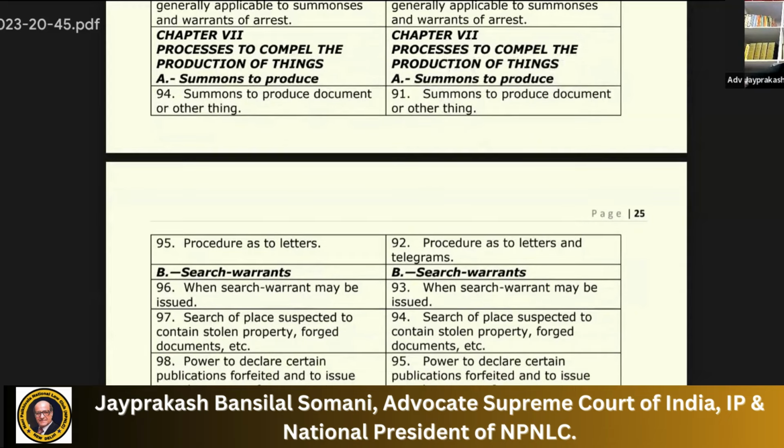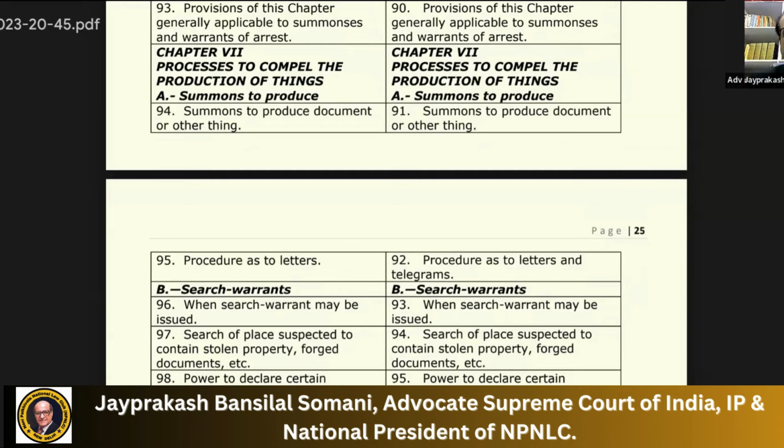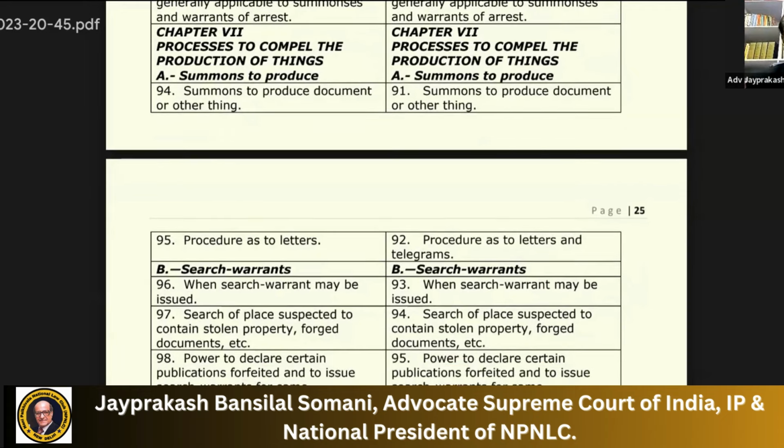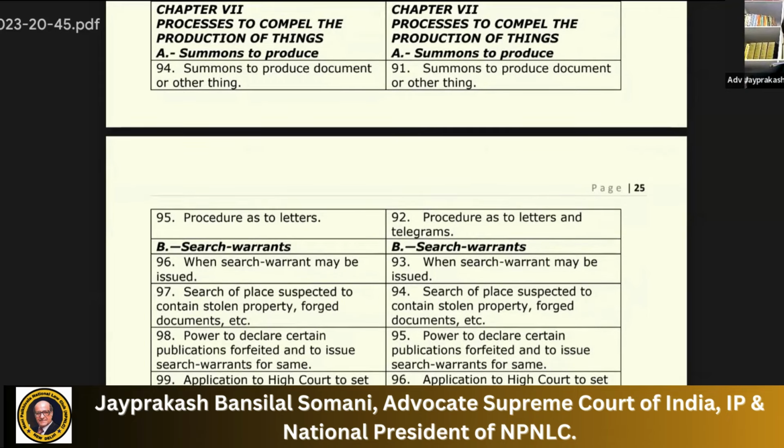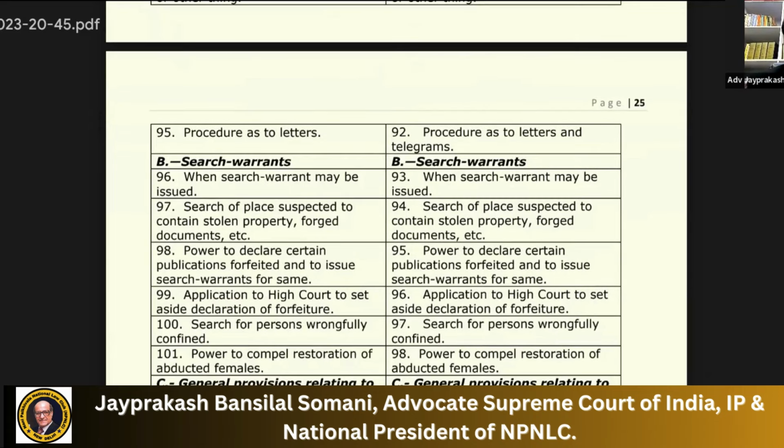Now we are moving towards A part, summons to produce. Section 94 of BNSS, summons to produce document or other things. Its corresponding section was in CrPC 91. Section 95 of BNSS, procedure as to letters. Its corresponding section was 92 in CrPC.